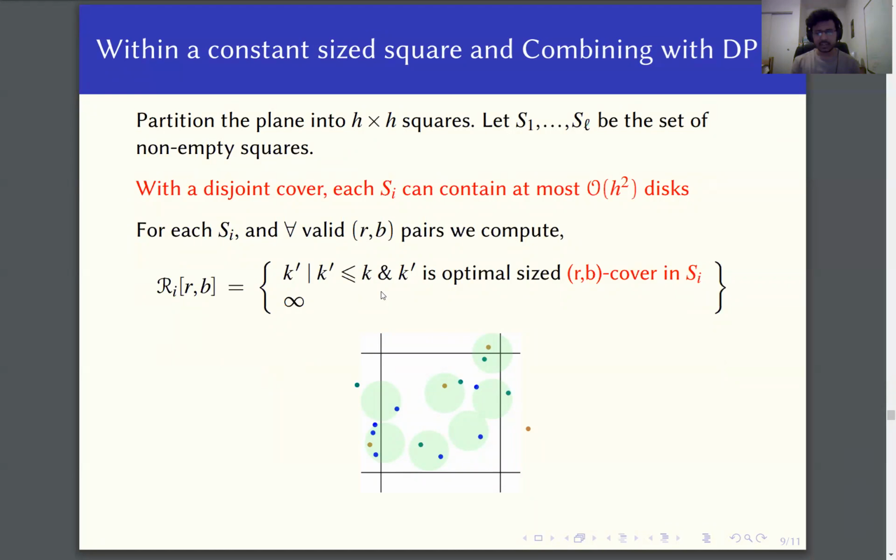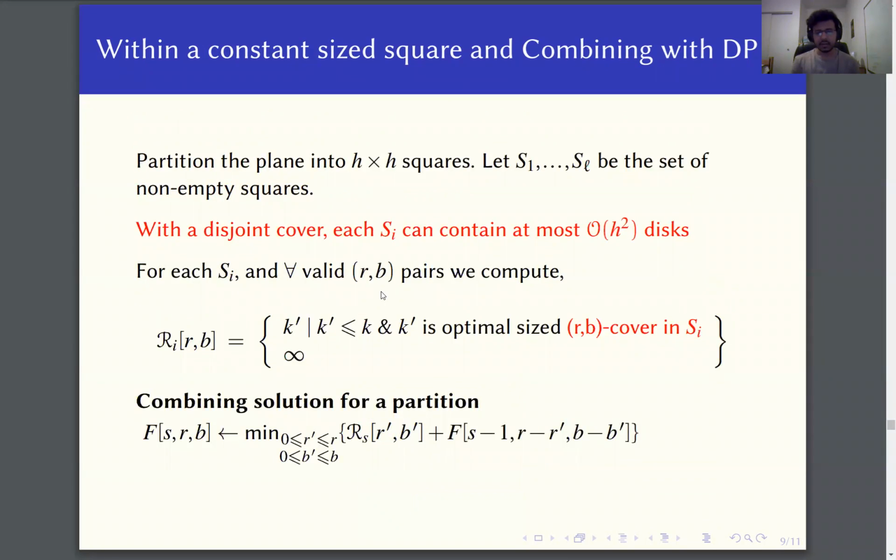Note that we only consider the solutions in which the disks are entirely contained inside the square Si. Otherwise, if the disks protrude outside the square, then they can cover the points outside the square, and hence the solutions across different squares will not be independent, and we cannot use a simple dynamic programming approach to combine the solution.